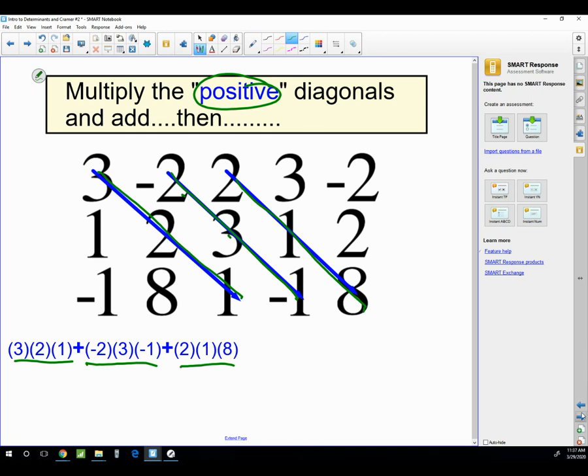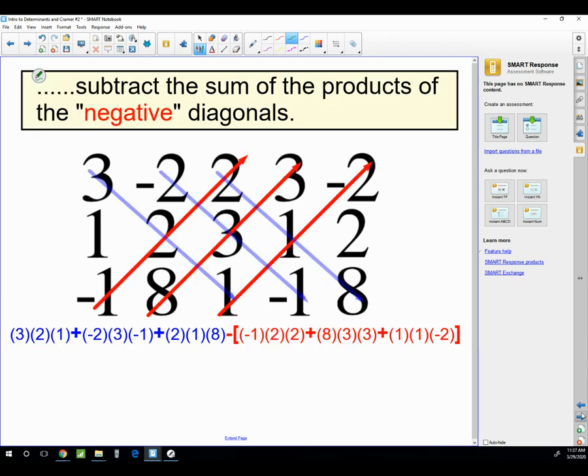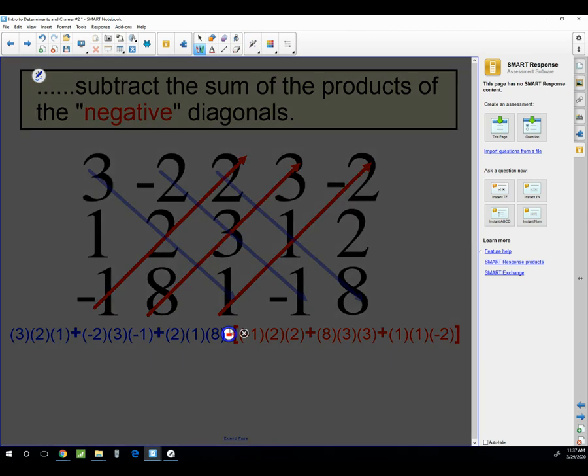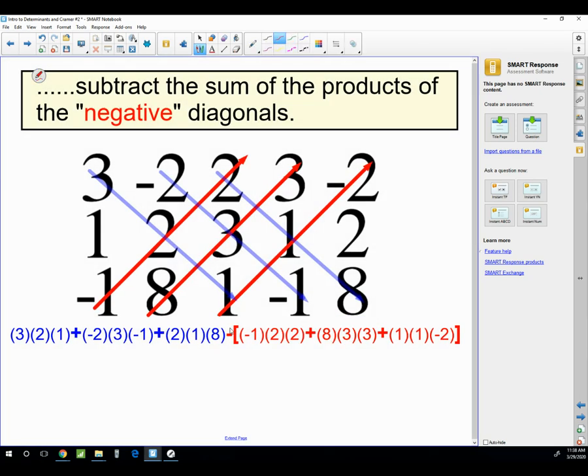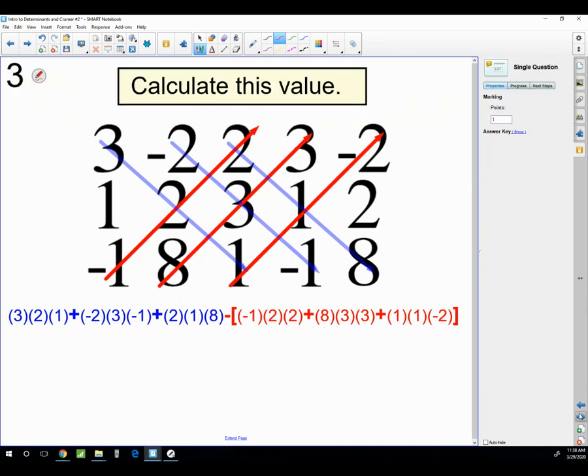Okay, and then we want to subtract. This is a pretty key symbol right here. Subtract the sum of the products of the other diagonals. So this red diagonal right here are those numbers, this red diagonal are those numbers, and then these numbers. And then it's just calculated. You may want to pause the video and see if you can calculate that, because we have it. That is the determinant. And so that would be number 3.